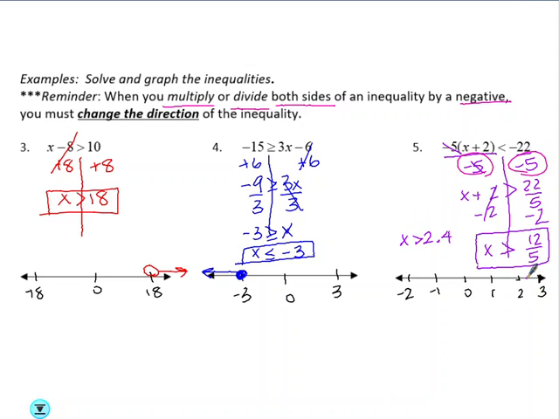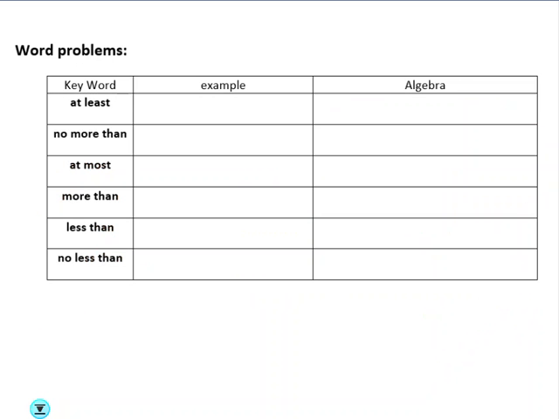.4 is about here. Since it's greater than, I'm going to use an open circle going to the right. Next, let's take a look at some word problems.